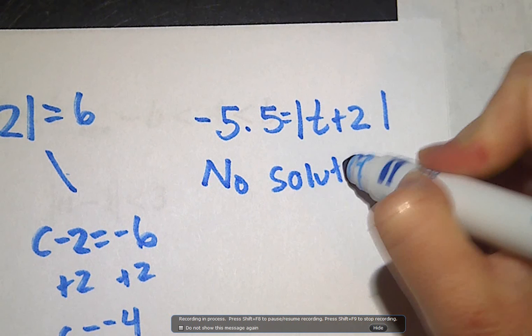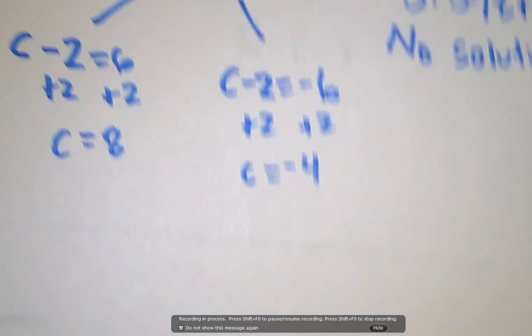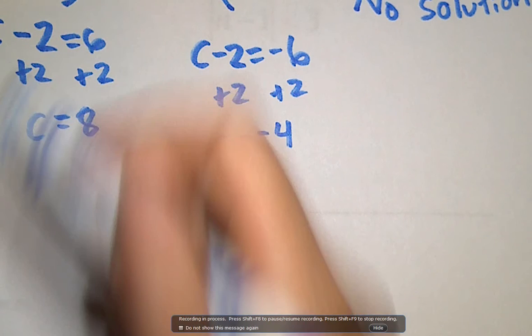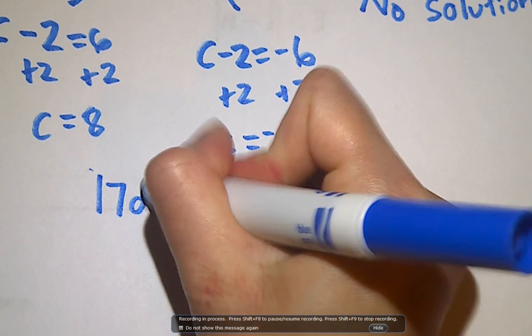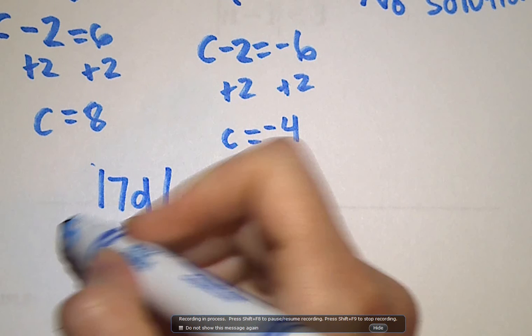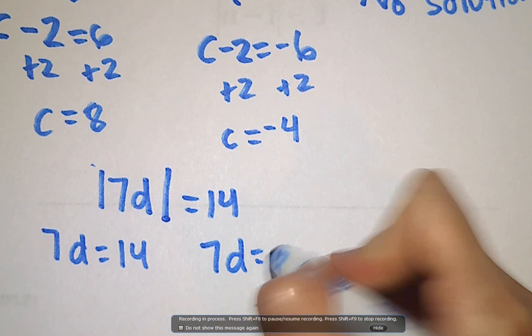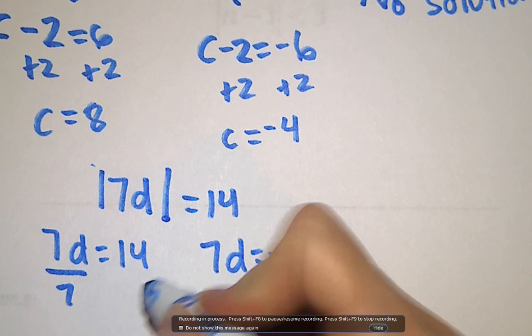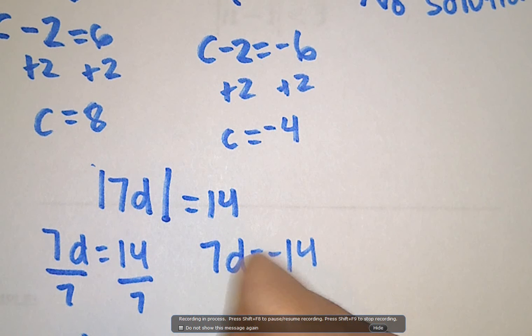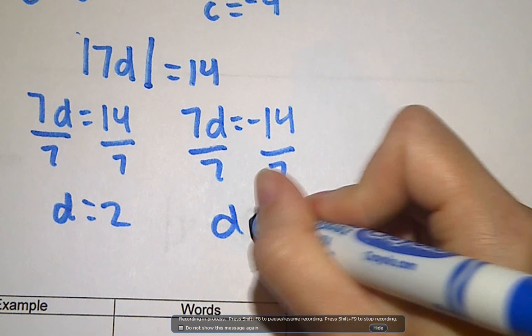It's just no solution. And then for C, you had the absolute value of 7D is equal to 14. So we're going to solve that for 7D equals positive 14 and 7D equals negative 14. So you divide both sides by 7. So D equals 2. And divide by 7 over here. D equals negative 2.